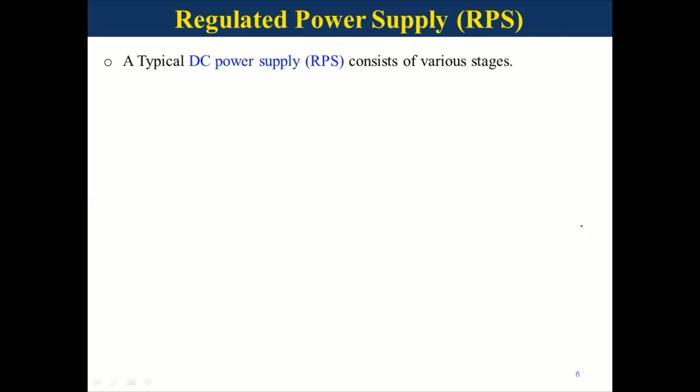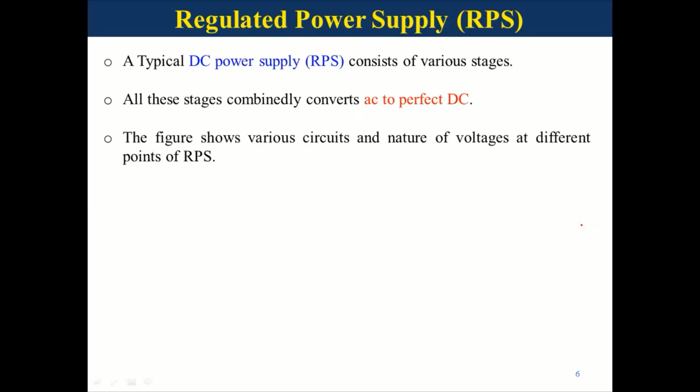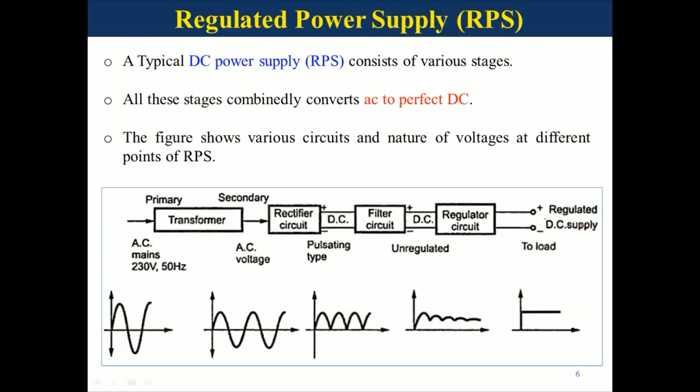A typical DC power supply consists of various stages, and all those stages combined convert AC to perfect DC. First I am going to draw the block diagram of the RPS unit, which represents all stages of the power supply. This block diagram consists of a step down transformer, rectifier circuit, filter circuit, and the regulator circuit. The input of the transformer is AC mains, meaning a 230 volts, 50 hertz power supply.